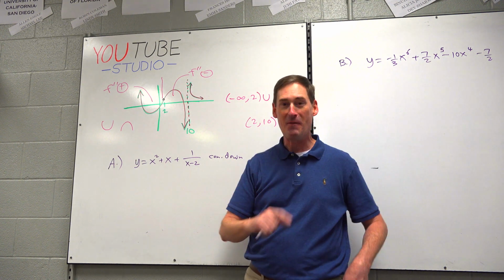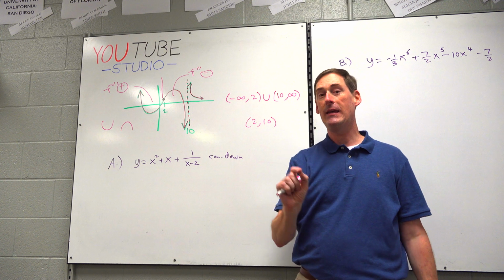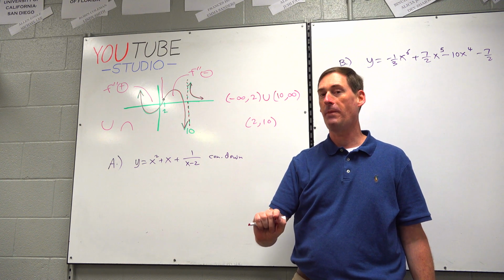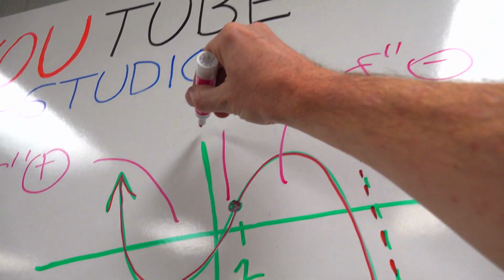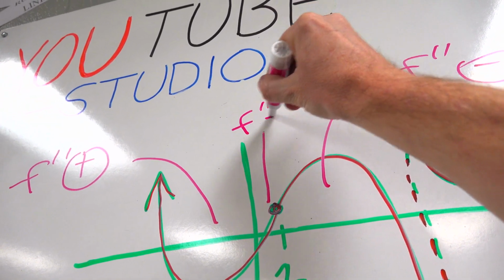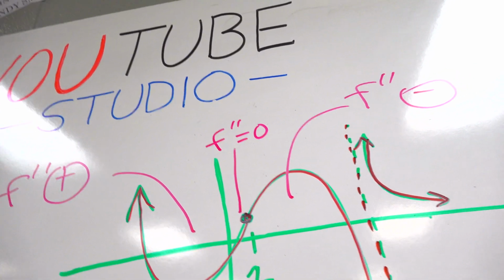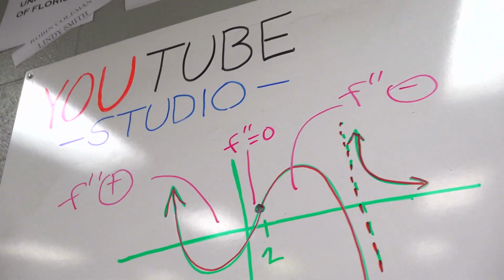All right, so 2 is concave neutral. How would you find the concave neutral place? Would you be surprised if I told you that's where f double prime is equal to 0? Concave neutral, makes sense, right?